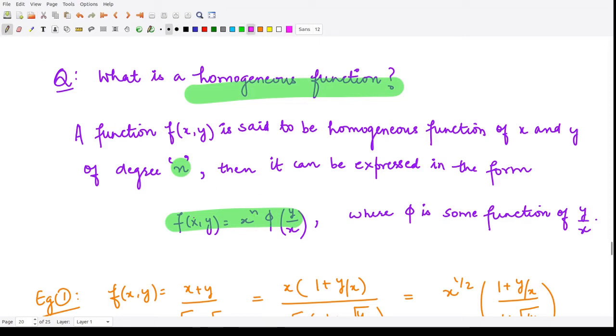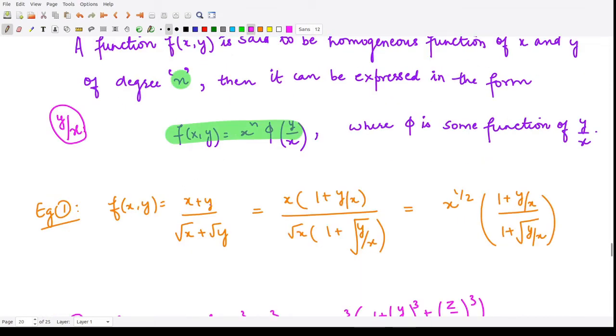So that means what we are doing is converting our function so that every quantity could be written in this form, y divided by x. So that is a homogeneous function. For example, we have this function, x plus y divided by square root x plus square root y. So here this is a homogeneous function.